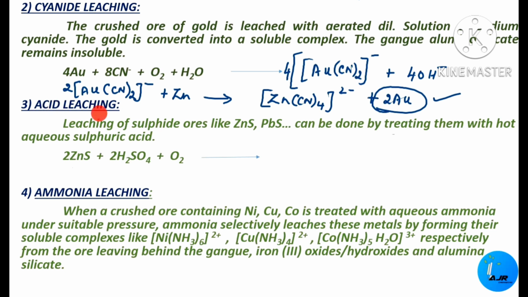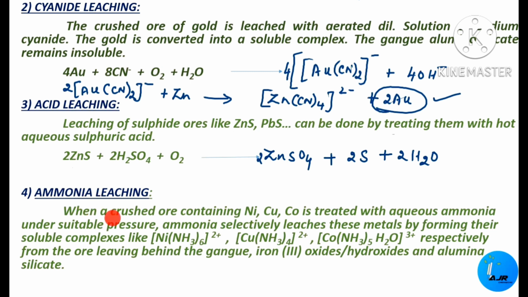Okay, the next method is acid leaching. Here the leaching of sulfide ores like zinc sulfide and lead sulfide can be done by treating them with hot aqueous sulfuric acid in the presence of oxygen. So this gets converted to zinc sulfate, ZnSO4, and elemental sulfur plus water. In this process the insoluble sulfide is converted to soluble sulfate and we also get elemental sulfur. Understood?